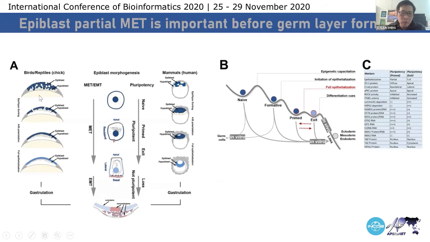And we can draw a comparison between what's happening in the chicken embryo and what's happening in the human embryo. They more or less undergo a similar transition from a naive phase to a primed phase and to an exit of the pluripotency phase, which is correlated with the epithelial status of these epiblast cells. You can schematize it with this sort of landscape: a naive phase, formative phase, primed phase, and exit phase, and then the differentiation of ectoderm, mesoderm, and endoderm. So the epithelialization process is quite critical in transiting from the primed to the exit phase of development.